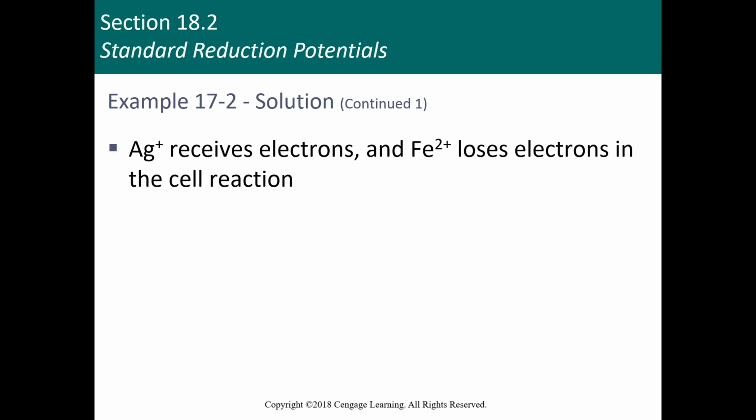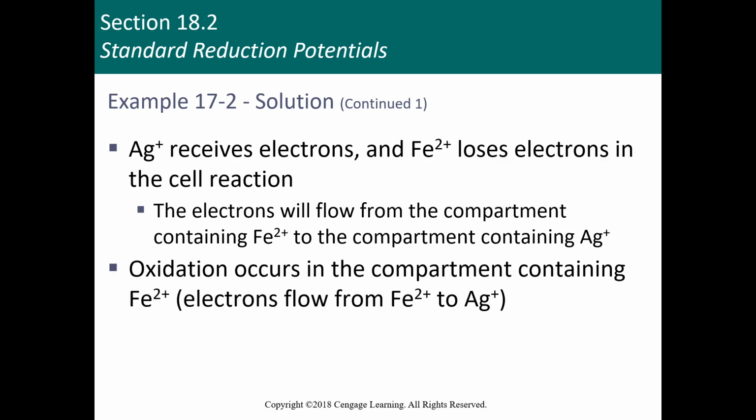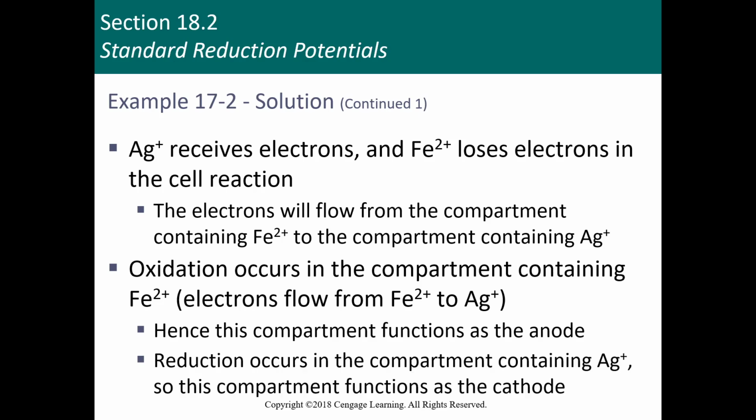So Ag+ is going to receive electrons. Fe2+ will lose the electrons in this cell reaction. The electrons will flow from the compartment that contains the Fe2+ to the compartment containing the Ag+. The oxidation occurs in the compartment containing Fe2+ because the electrons again are flowing away from that compartment. This compartment therefore has to be the anode. The oxidation occurs at the anode. The reduction occurs at the Ag+ compartment. That therefore is the cathode.